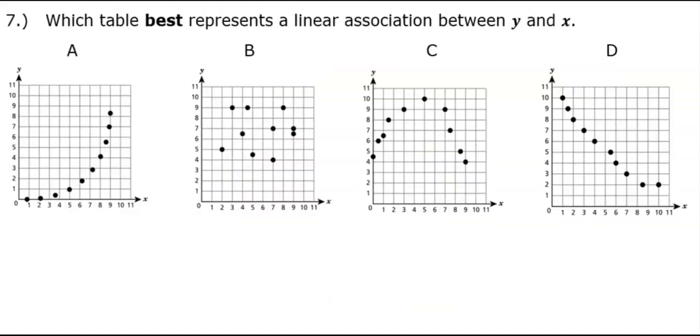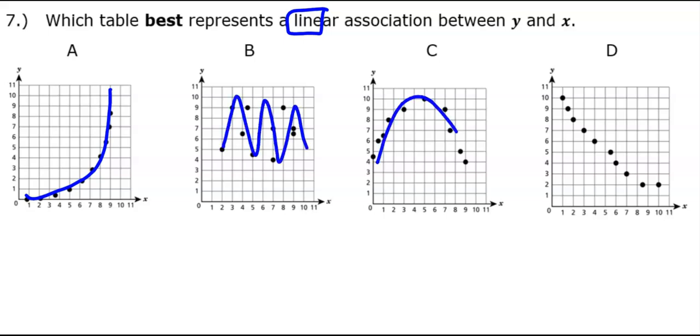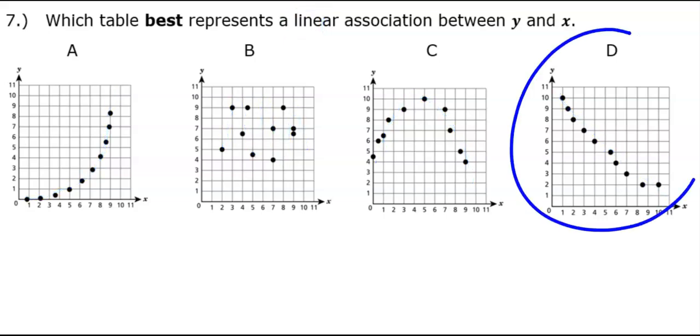Question number 7 asks you which represents a linear association between y and x. Which table best represents a linear association? And linear means to be almost like a line. So you'll notice A is a bit curved, E is all over the place, C is also curved, but D is mostly like a line. So D is the best linear association.